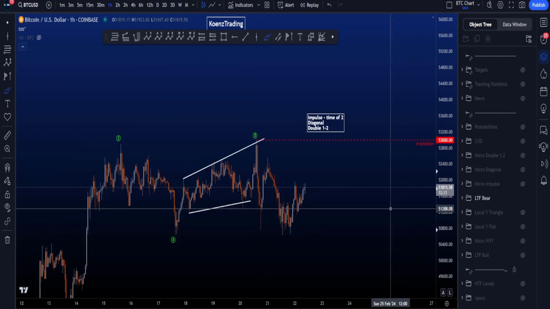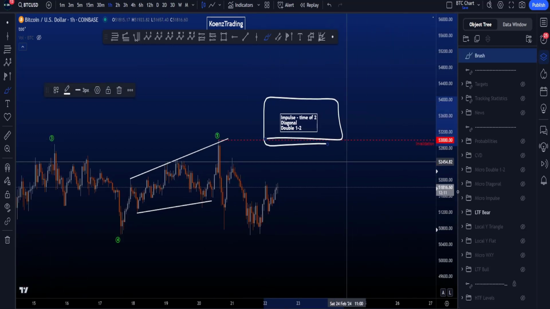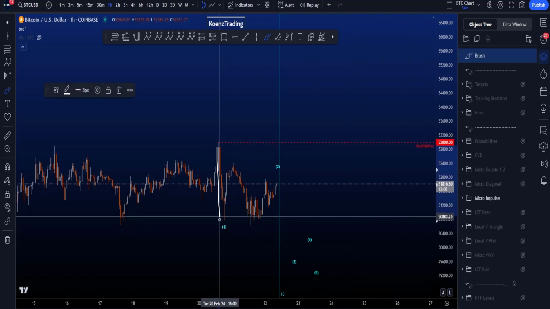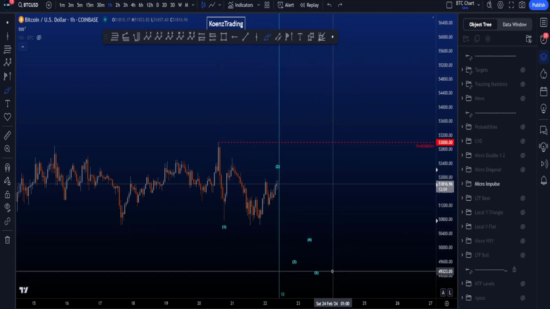If we then look at these scenarios one by one, then we start with an impulse to the downside in a wave 1, 2, and then eventually a wave 3.